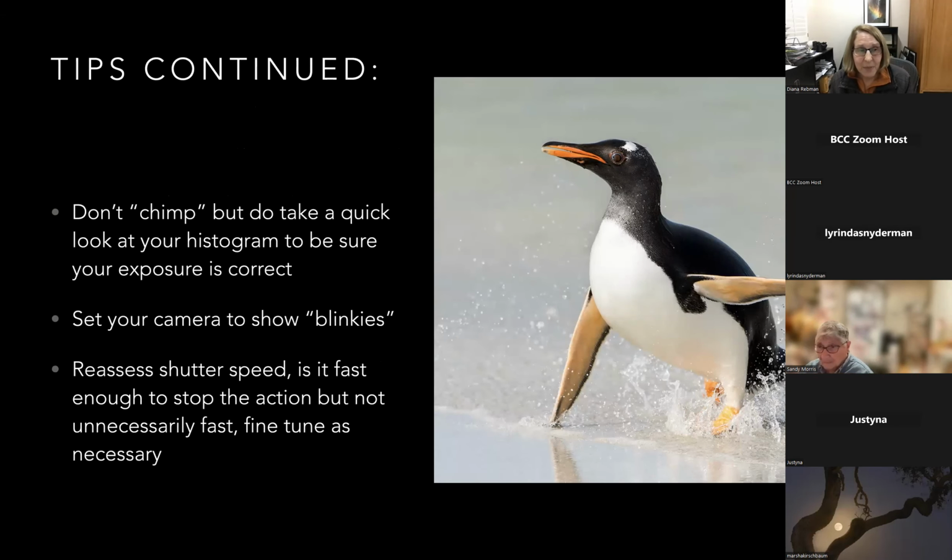A few more tips. Don't chimp. So don't spend time in the field looking at the back of your camera. You need to just quickly look at the histogram, make sure that you haven't blown out your whites. I always set it to blinkies. And now with the mirrorless, I can actually see the histogram as I'm shooting. So it's made it much easier. So you want to assess that, and you want to assess that you've got enough shutter speed to stop the action, to have the photo that you want. But beyond that, don't waste your time chimping, basically. This is a Gen 2 penguin, and this was taken on Bleecker Island in the Falklands.